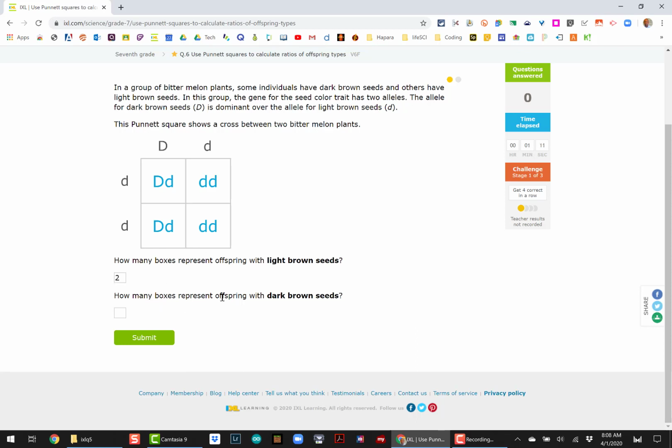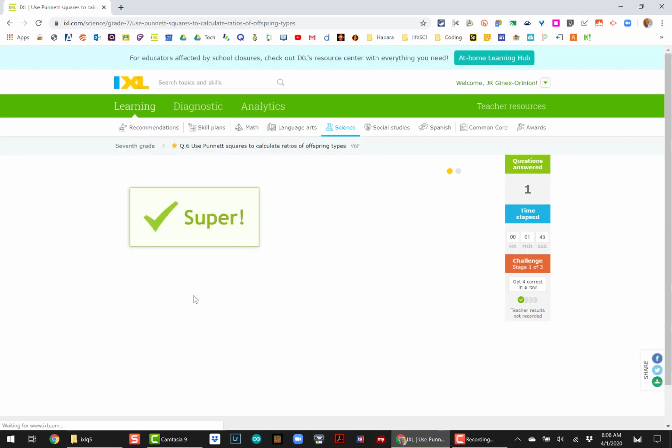And then it says, how many boxes represent offspring with dark brown seeds? Well, dark brown is dominant, and that's written right here, dominant over the little d for light brown. So that means that there's 2 right here. Good. And if we just did a mental calculation on this, there's a 50% chance that the offspring for these parents would be light brown, and a 50% chance that the offspring for these parents would be dark brown. So let's click submit. Awesome.